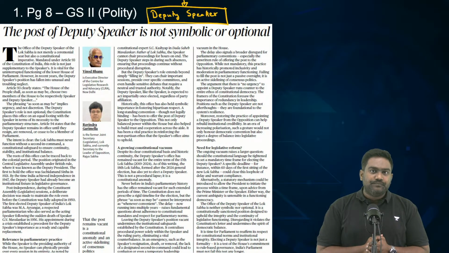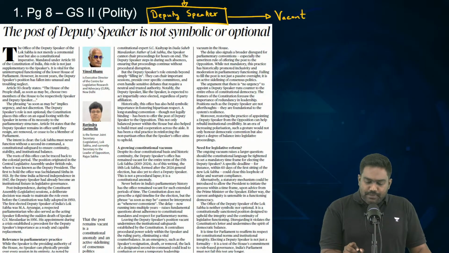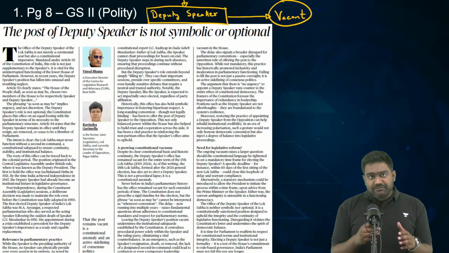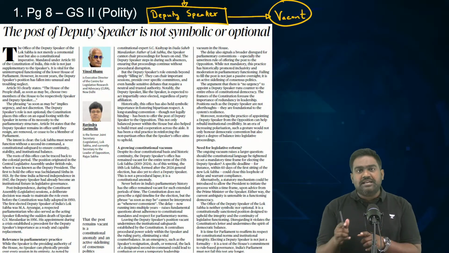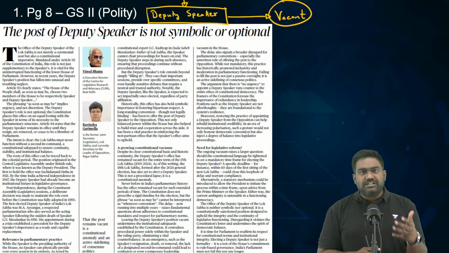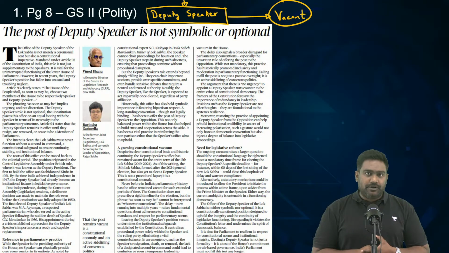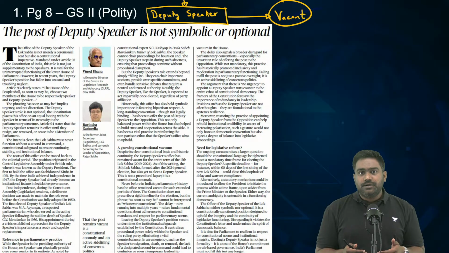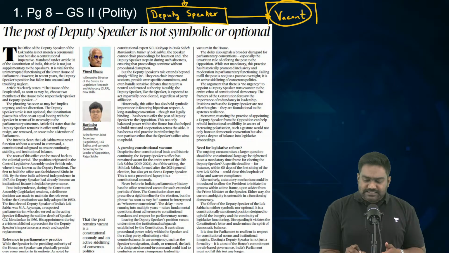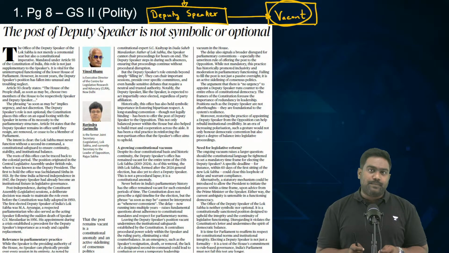office of Deputy Speaker. The reason why this topic is in news is because this post has remained vacant for many, many years. Believe it or not, for the entire duration of the 17th Lok Sabha, from 2019 to 2024, we did not have a Deputy Speaker of the Lok Sabha. And even after the 18th Lok Sabha was constituted after the 2024 elections, the office of Deputy Speaker has remained vacant. This is the longest vacancy that has remained with regard to the office of Deputy Speaker since India's independence.